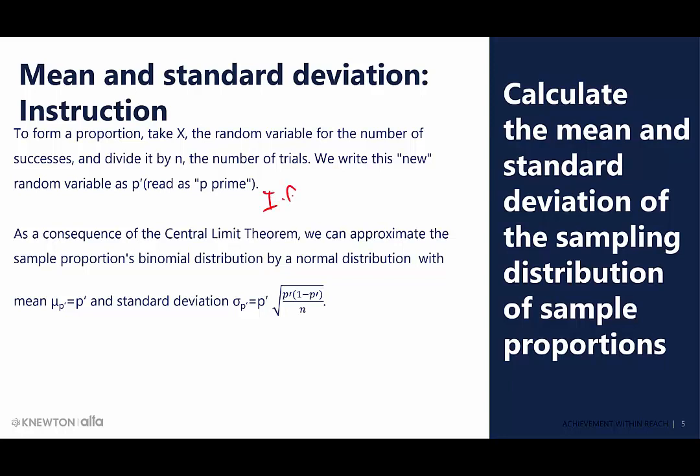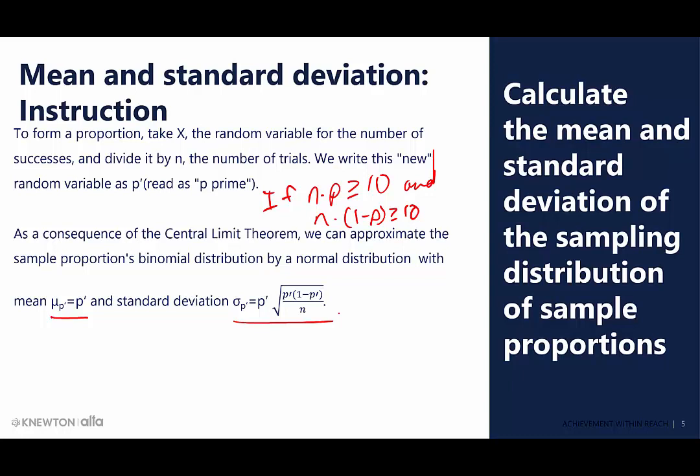It says if n times p is bigger than or equal to 10 and n times 1 minus p is greater than or equal to 10, then the sampling distribution of sample proportions. So imagine you have a bunch of groups and you calculate their sample proportion. Proportion means percentage. And if that n times p is bigger than 10, if that n times 1 minus p is bigger than 10, then you say that you have an approximately normal distribution where the mean of the sampling distribution is this p prime, and the standard deviation is this following formula.